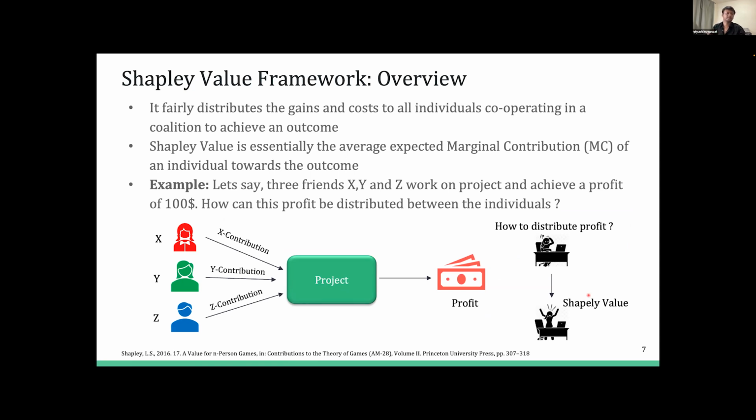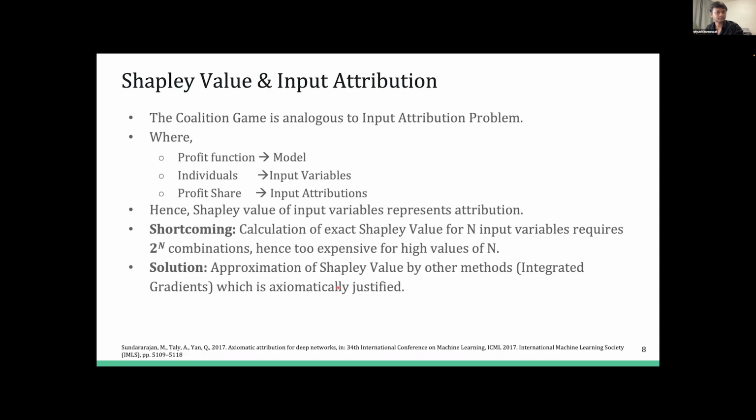Explaining by example, for a more utilitarian meaning: for example, there is a project and there are three contributors, say X, Y, and Z, and out of the project they generated a profit. The Shapley value or the game theory approach will assist us to decide how the profit should be divided on the basis of contribution. Analogous to this approach, integrated attribution was proposed by Dr. Sundararajan from Google in 2017.